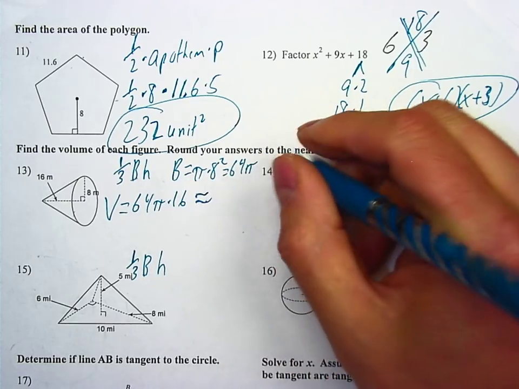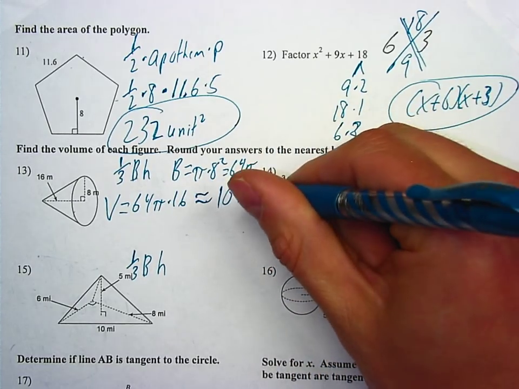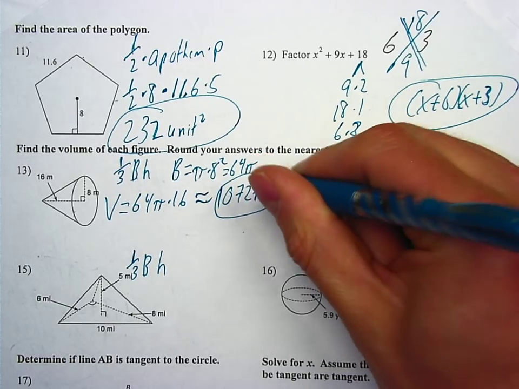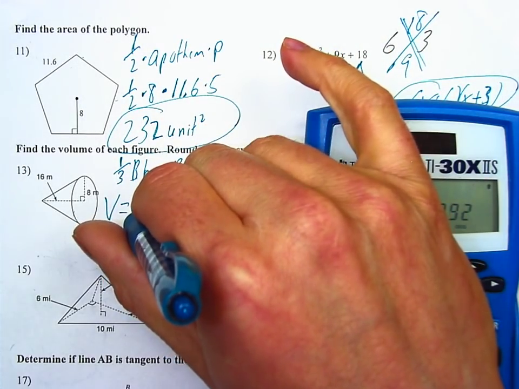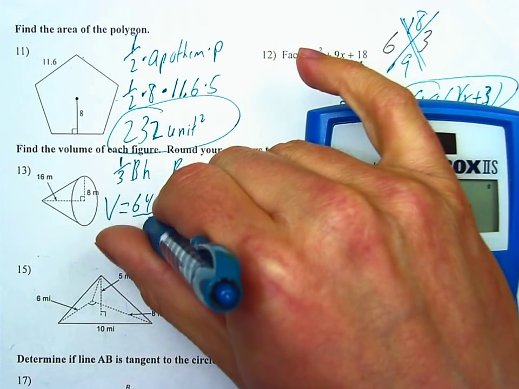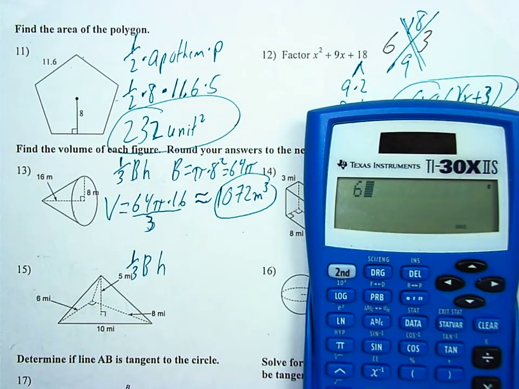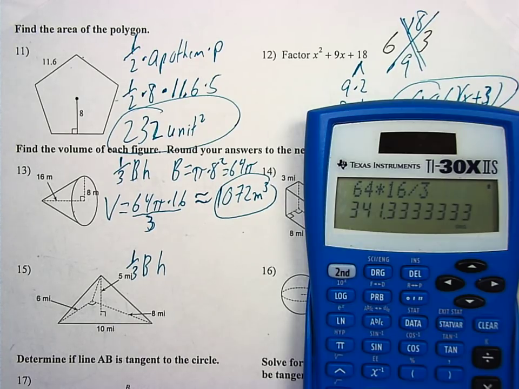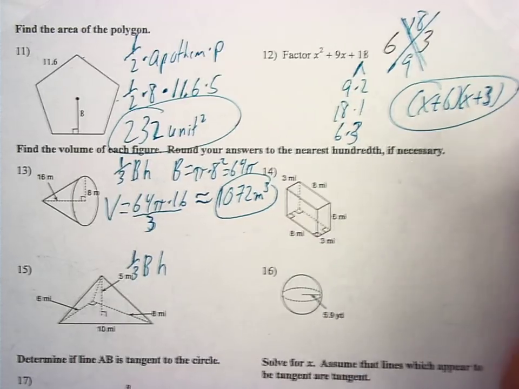So this is about 1,072 cubic meters. Or I can just do this, and again, I got to divide this by 3, so I'll put the divide by 3 on the bottom. It's a third of this. Or I can put the 64 times 16 divided by 3. I could put this 341 1/3 times pi. That would also be appropriate.